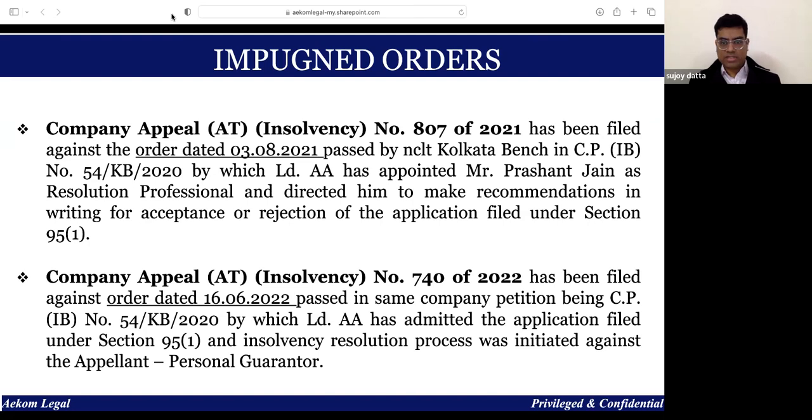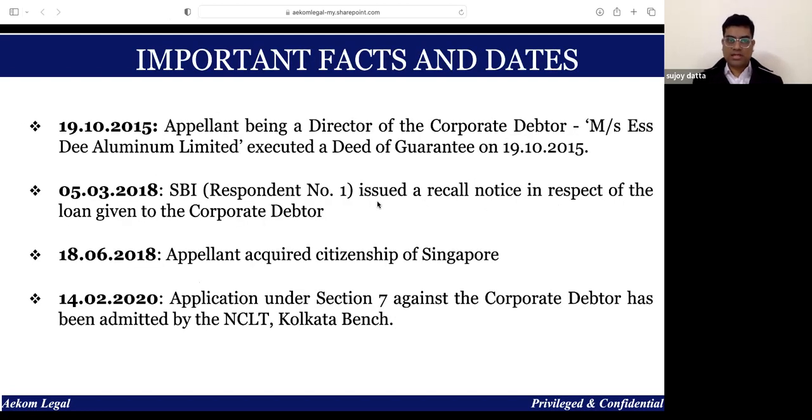The second appeal, Insolvency number 740, is filed against the order dated 16th of June, passed in the same company petition, where the learned adjudicating authority has admitted the application against the personal guarantor. Now, these two appeals are being decided together. The question here was that in 2015, the person in question, the appellant, was a director and he executed a deed of guarantee. In 2018, a recall notice was given in respect of the loan, and thus the principal borrower, the corporate debtor, went into default, and of course the personal guarantor also went into default.